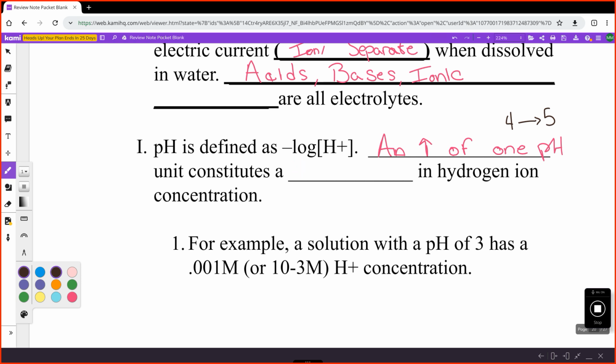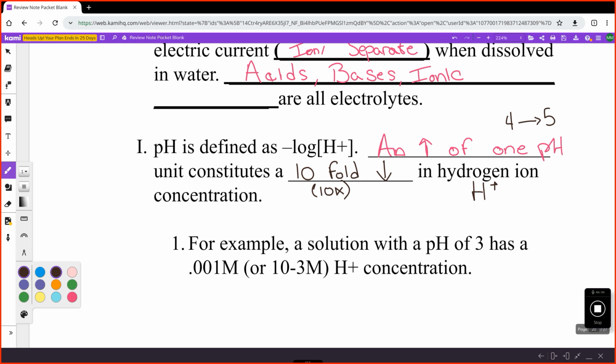That constitutes a 10-fold decrease in H plus. You're going to see that phrase a lot, right? But 10-fold really just means 10x or 10 times. And every pH unit you move is an extra 10 times. So 4 to 5 is a 10 times decrease in hydrogen ion.